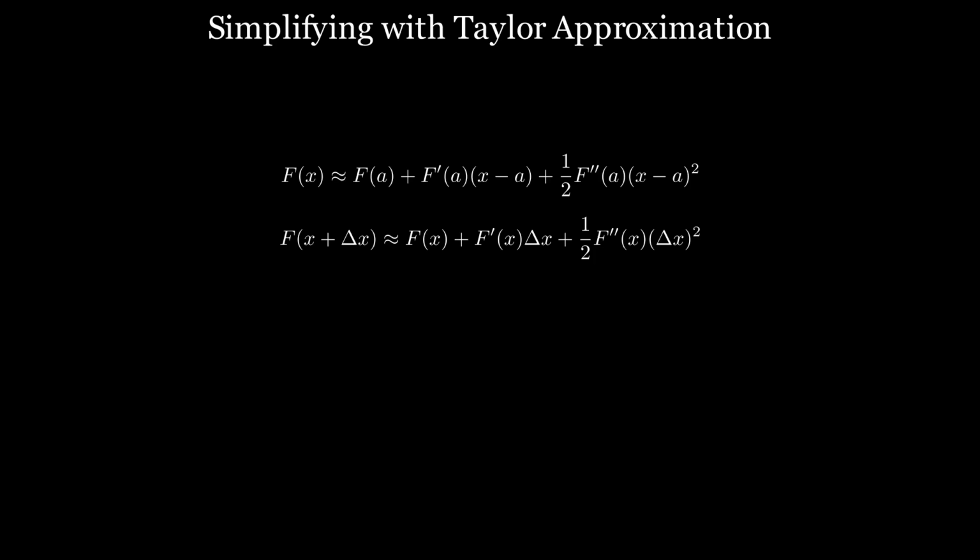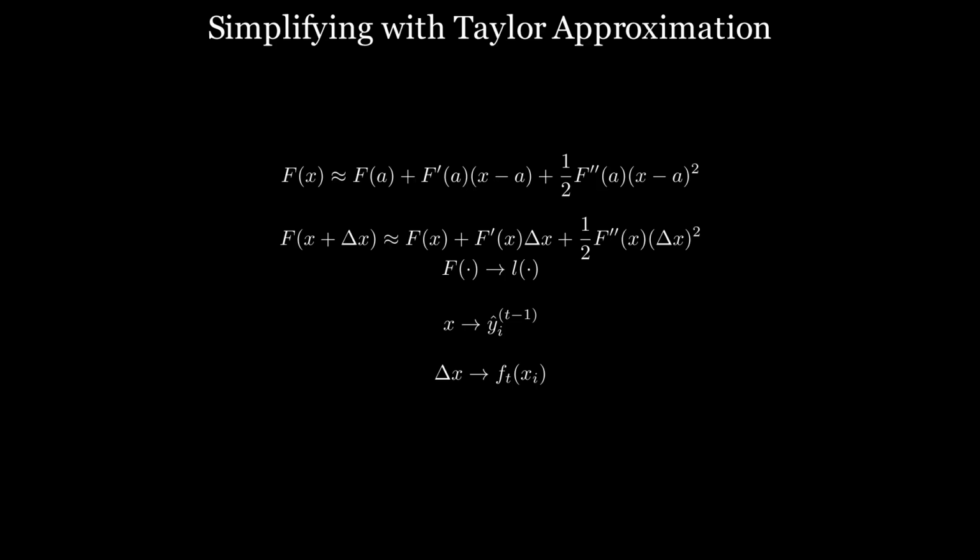To solve this, XGBoost uses a brilliant mathematical trick, a second-order Taylor approximation. Recall that a Taylor series approximates a function around a point. For a function f of x, the approximation around point a is given by this formula. Let's rewrite this for a small change, delta x, added to x, so we are approximating f of x plus delta x.